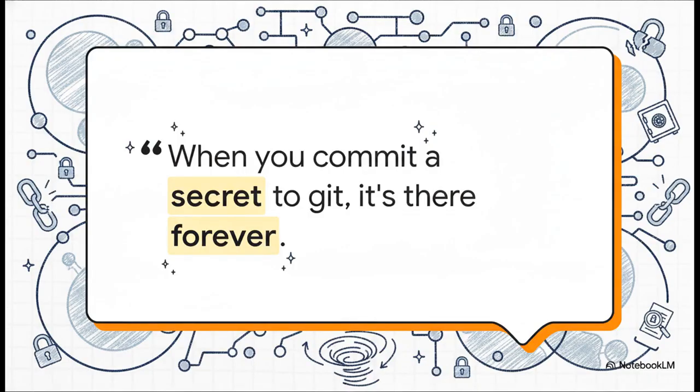Which brings us to a pretty chilling reality. When you commit a secret to Git, it's there forever. Let that really sink in. You can delete the file, amend the commit, force push, doesn't matter. The secret still exists in the Git history. Attackers know this, and they are watching. Recovering from a leak doesn't just mean changing one line of code, it means finding everywhere that secret was used and rotating all of them at once.